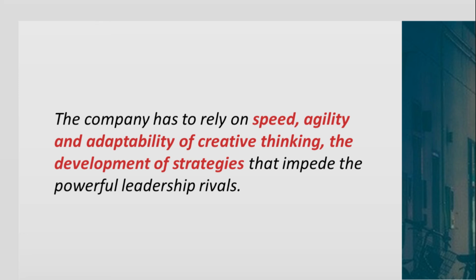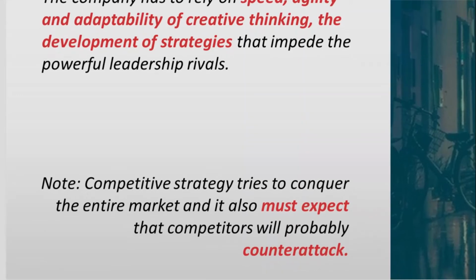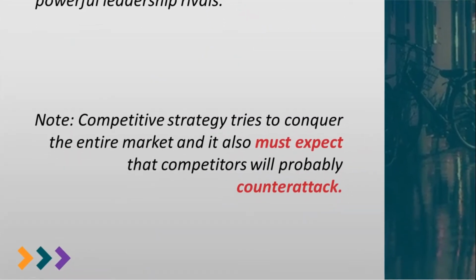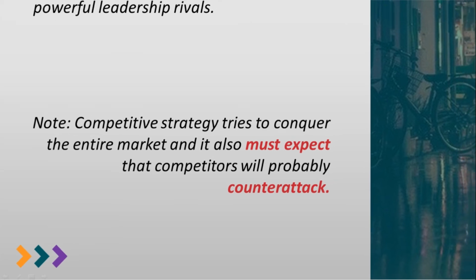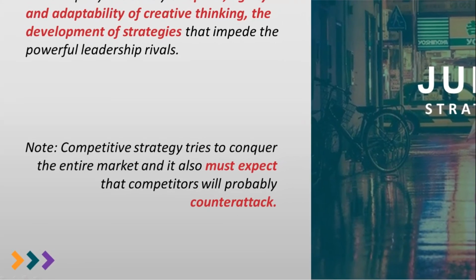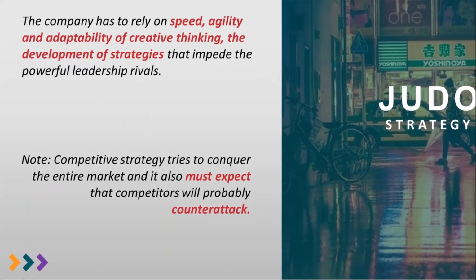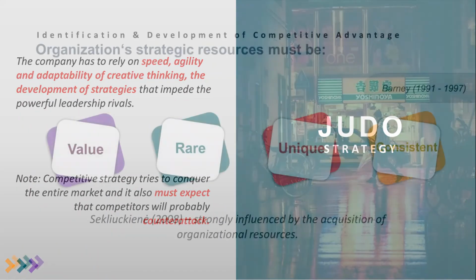The company has to decide how aggressively it will enter the market, which is dominated by the other. A company managed by the Judo competitive strategy tries to conquer the entire market, and it must also expect that competitors will probably counterattack. However, the company may agree with its competitors to occupy only a small share of the market. Usually, this approach is justified, as the market leader is more likely to give up a small market share to a competitor than to reduce their prices in the market.